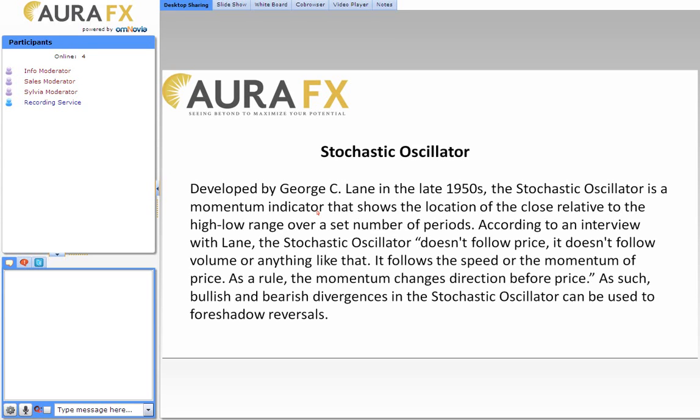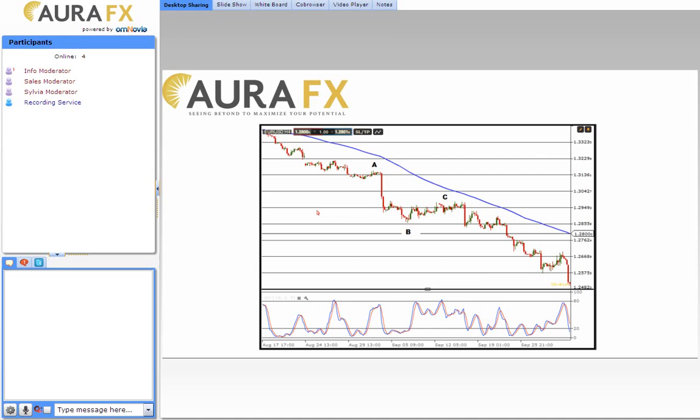But we've got our ABC again, and you can see the stochastics. Now, I don't know if you can see that, but I'm using a value of 14, 3, and 3 for stochastics. A lot of times on the Forex charts, you'll see a default setting of 5, 3, and 3, which I really don't understand.